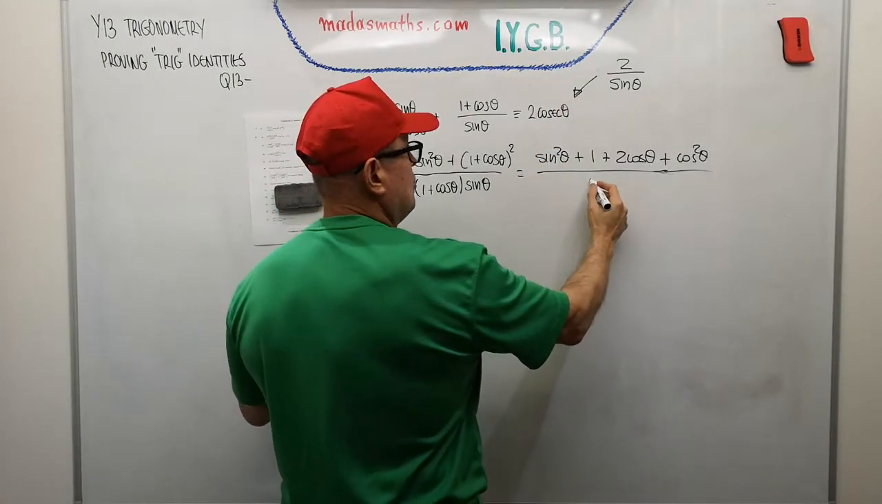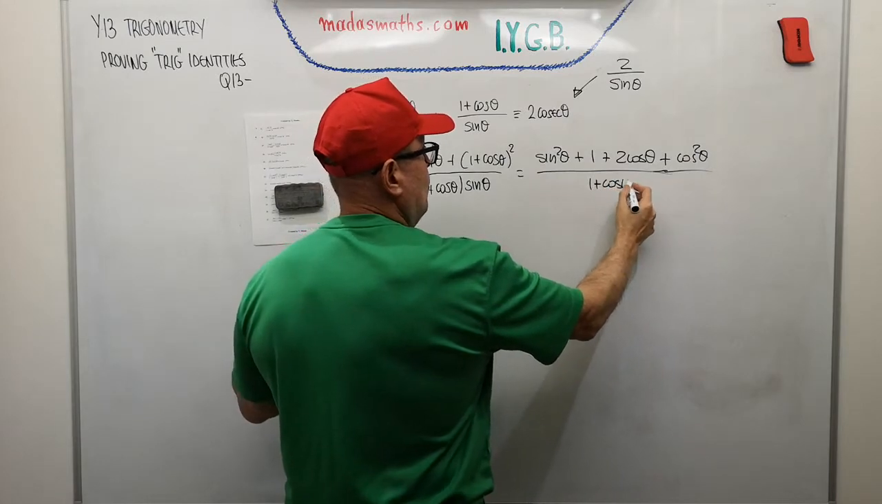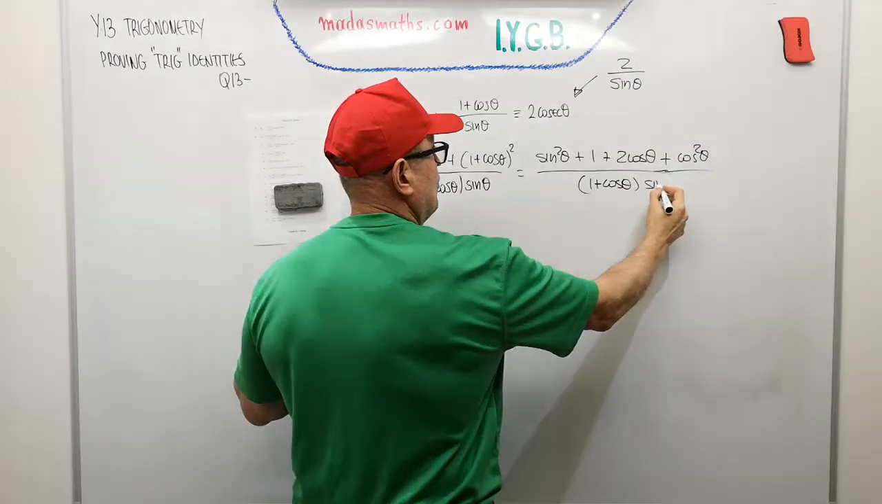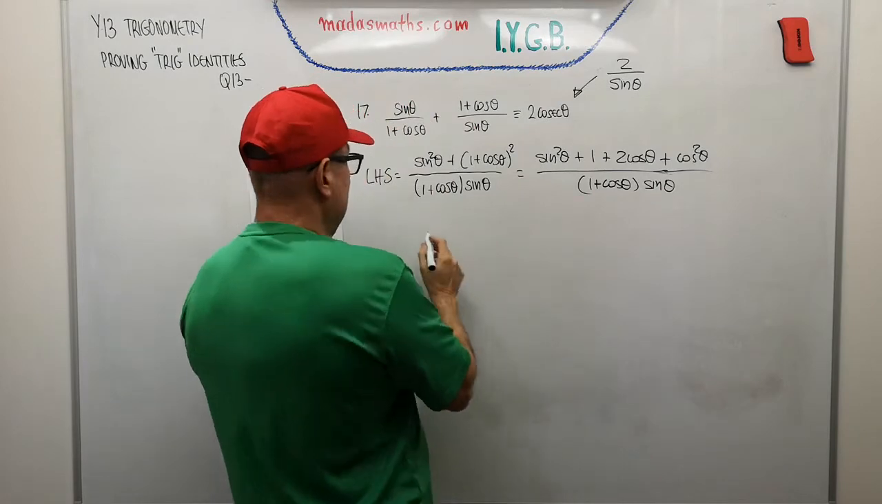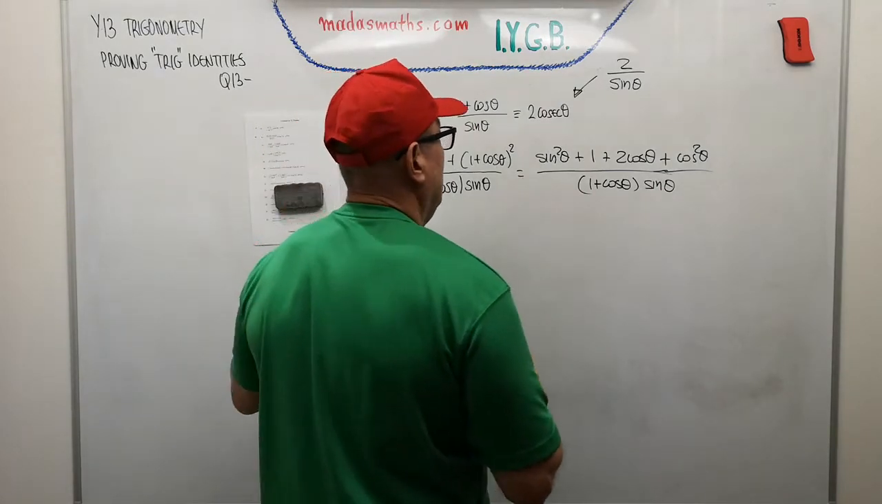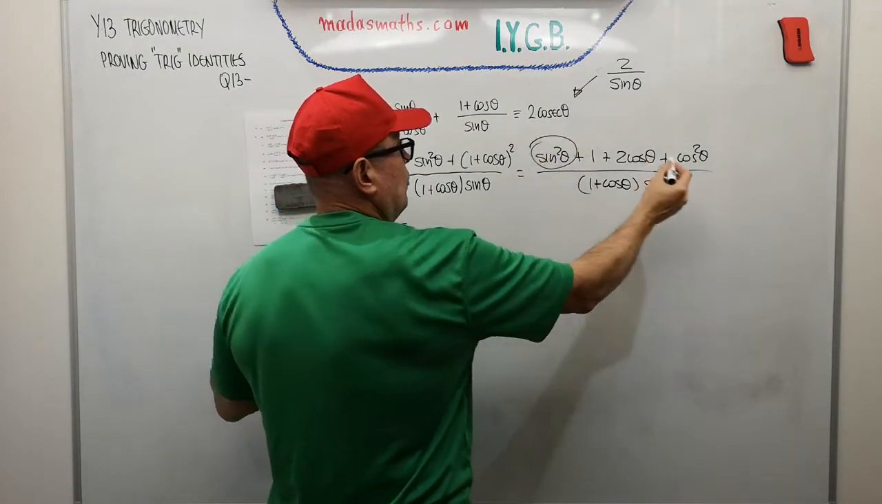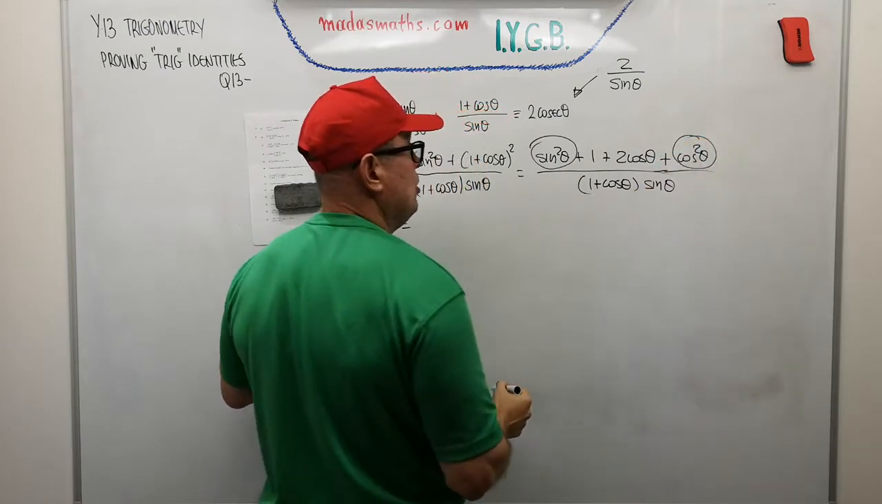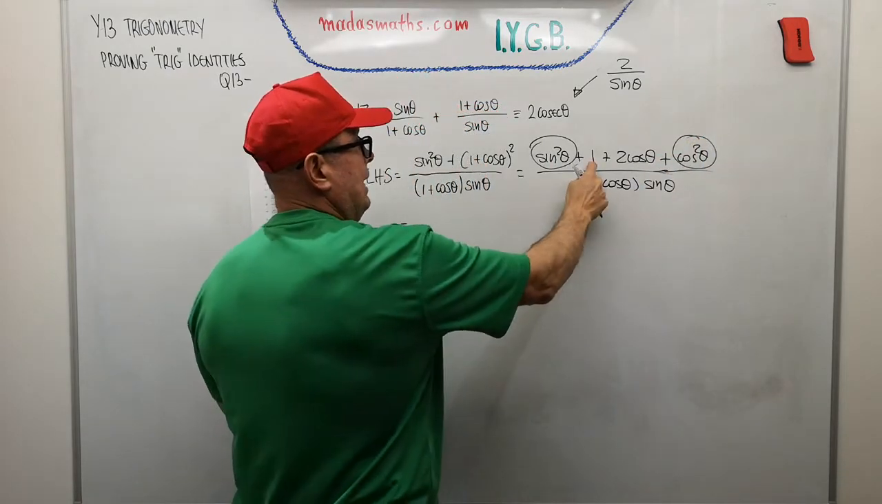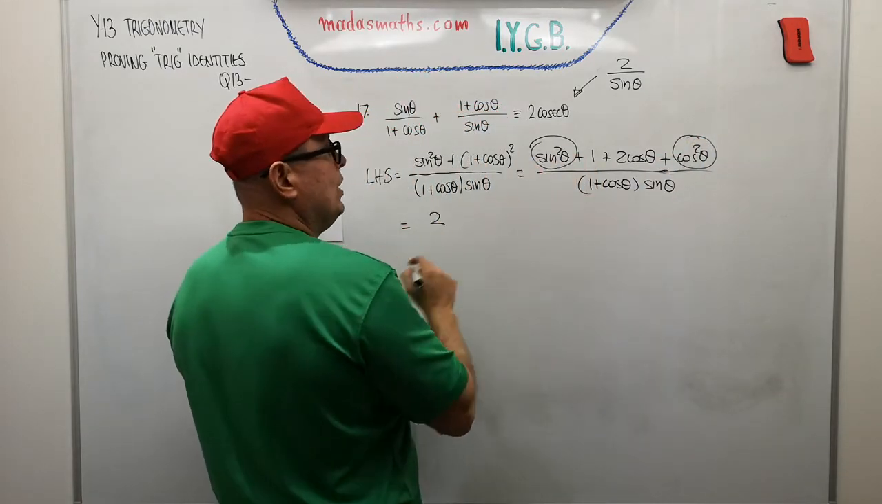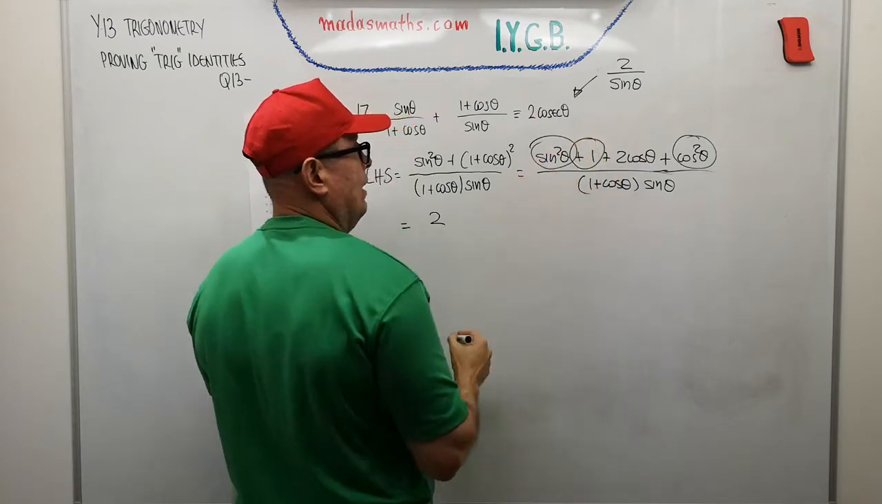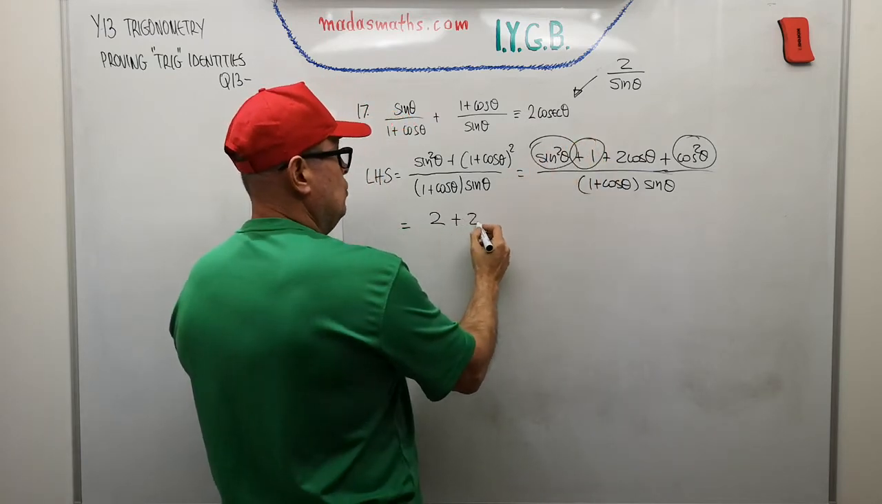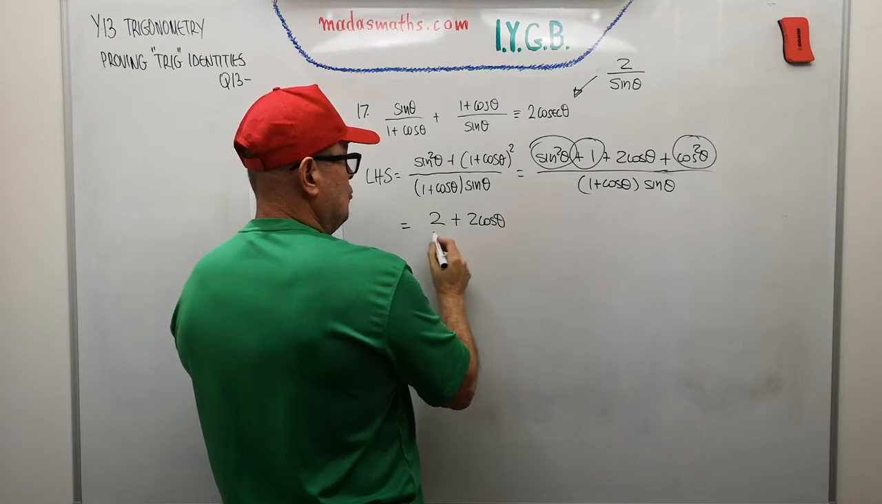So I'm going to leave this for the time being as it is. 1 plus cos theta over sine theta. Now identities are getting a little bit harder, obviously. So sine squared of theta plus cos squared of theta is 1, plus the 1 there, altogether 2, with this 1 there, plus 2 lots of the cos of theta.